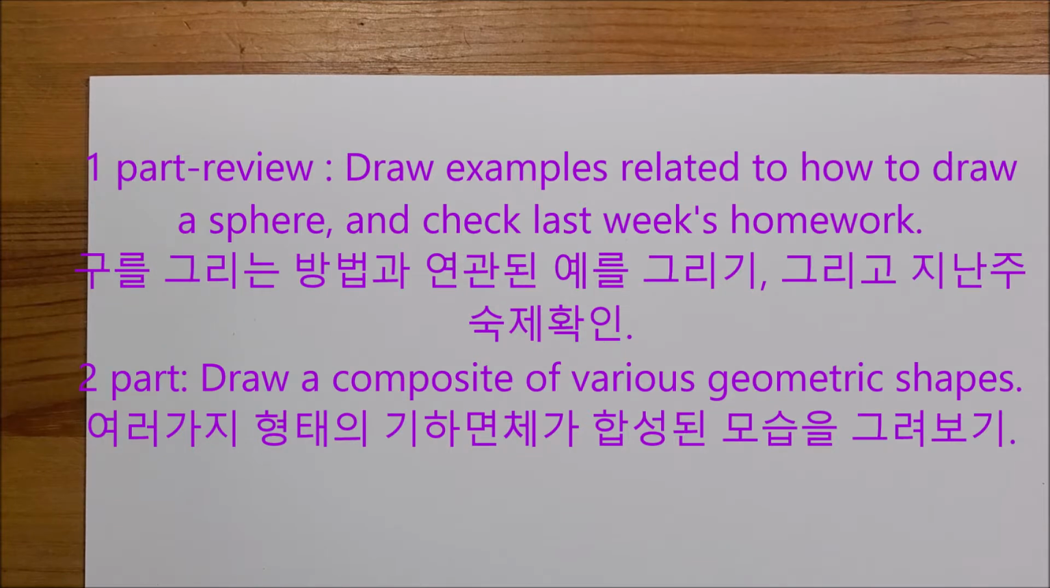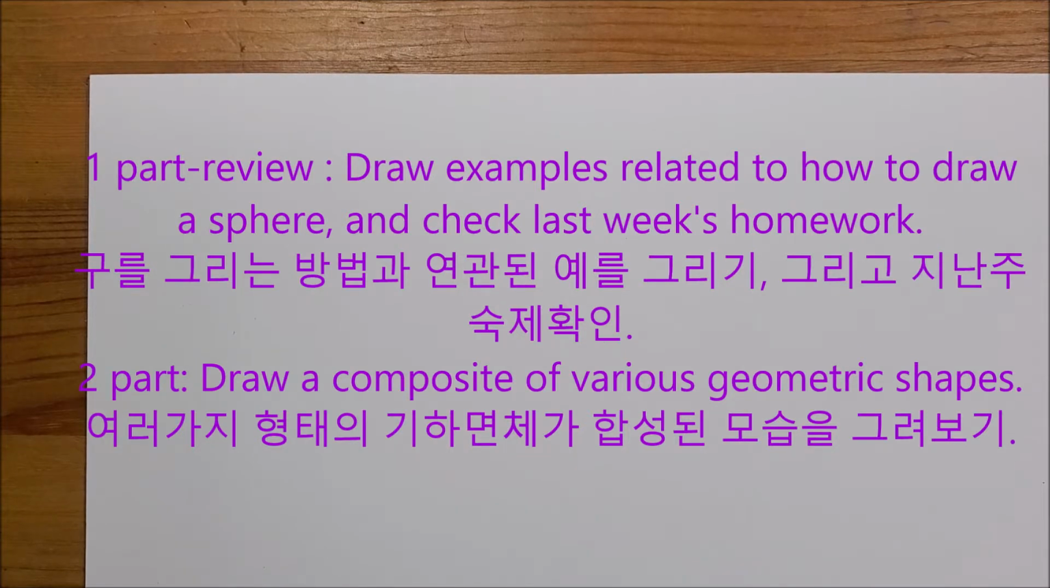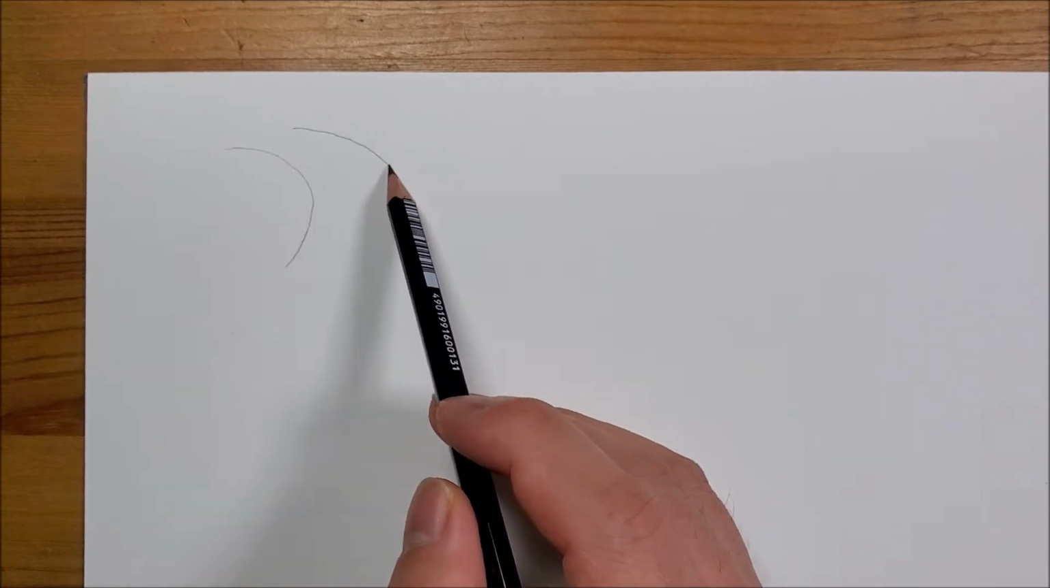This week we're going to do two parts. The first part is the review: a drawing example of how to draw a sphere, and then checking last week's homework. The second part is drawing a composition of various geometric shapes, like a pile of various types of rectangles, a cube, and some kind of cylinder. The other thing is a sphere, like a ring tile. It's a tube.